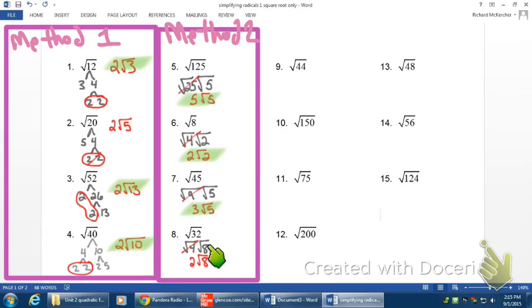Now notice right here on 32, 4 times 8 does give you 32, but guess what? 8's not finished, because remember back here on number 6?